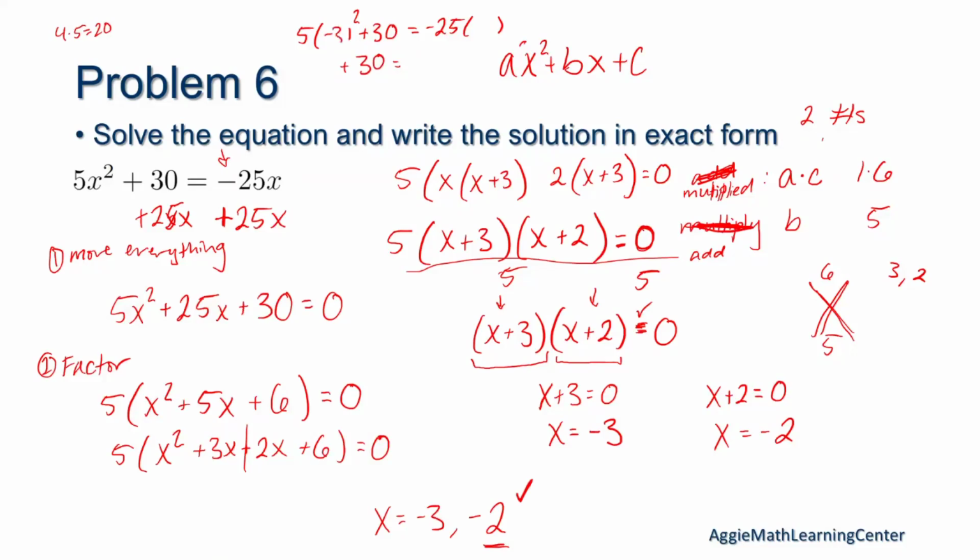So we'll plug in that -3. And what's -3 squared? +9, and 9 times 5 is 45. And what's 25 times -3? 75. So 45 plus 30 is 75, so we got 75 equals 75. Is that a true statement? Sweet. So we double checked both of those solutions work.